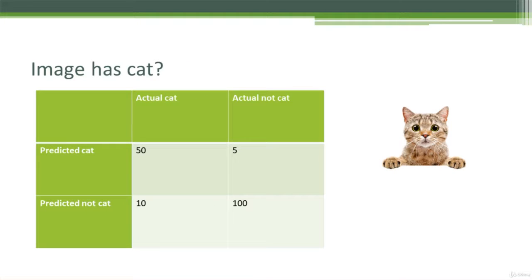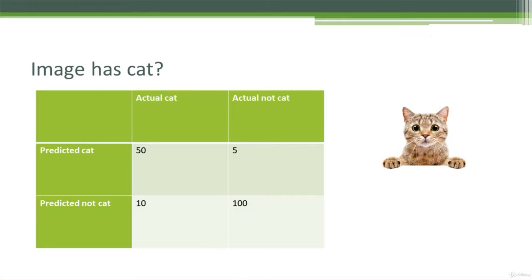Let's plug in some actual numbers to see what that might look like. So say I have a machine learning model that's trying to figure out if an image contains a picture of a cat or not. If we predicted that it had a cat and it really did have a cat, that happened 50 times in my test set. But sometimes I predicted it was a cat, but it wasn't a cat. It was a dog or a fish or something. That happened 5 times. If I predicted that wasn't a cat, but it really was a cat, that happened 10 times in this example. And if I said it was not a cat and it really was not a cat, that happened 100 times in this case. So that's just how you interpret a confusion matrix. And we'll talk about how to make metrics off of this data that are more useful for analysis shortly.